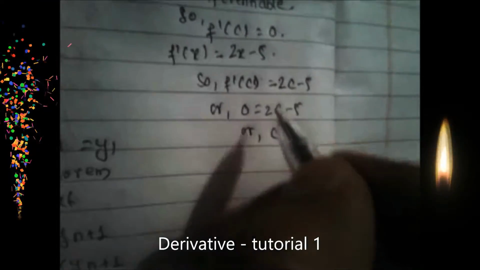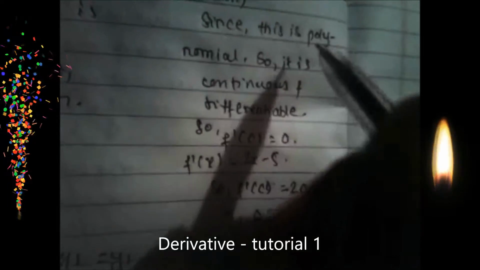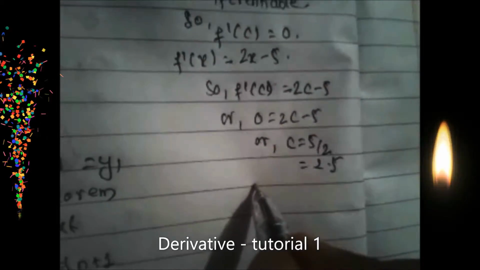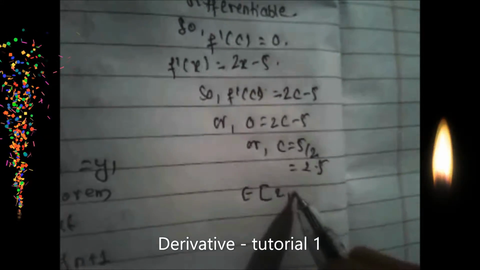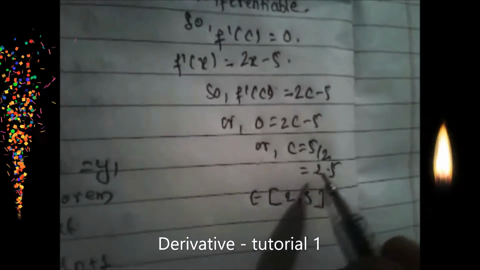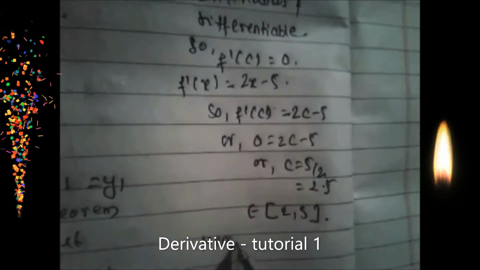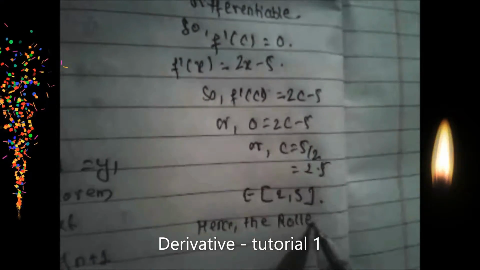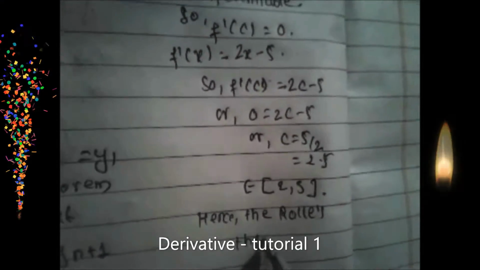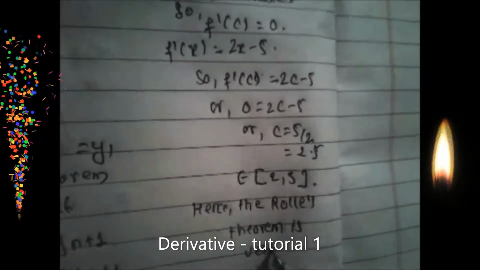This is equal to 2.5. So here the given limit, the range, is given as 2, 3, so it lies between these 2 points. Hence the Rolle's theorem is verified.